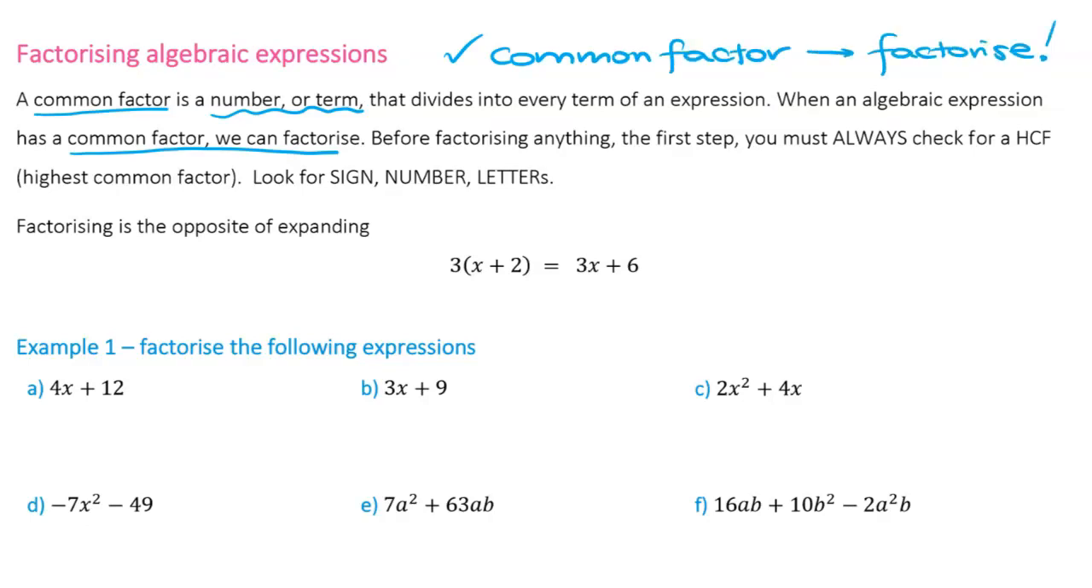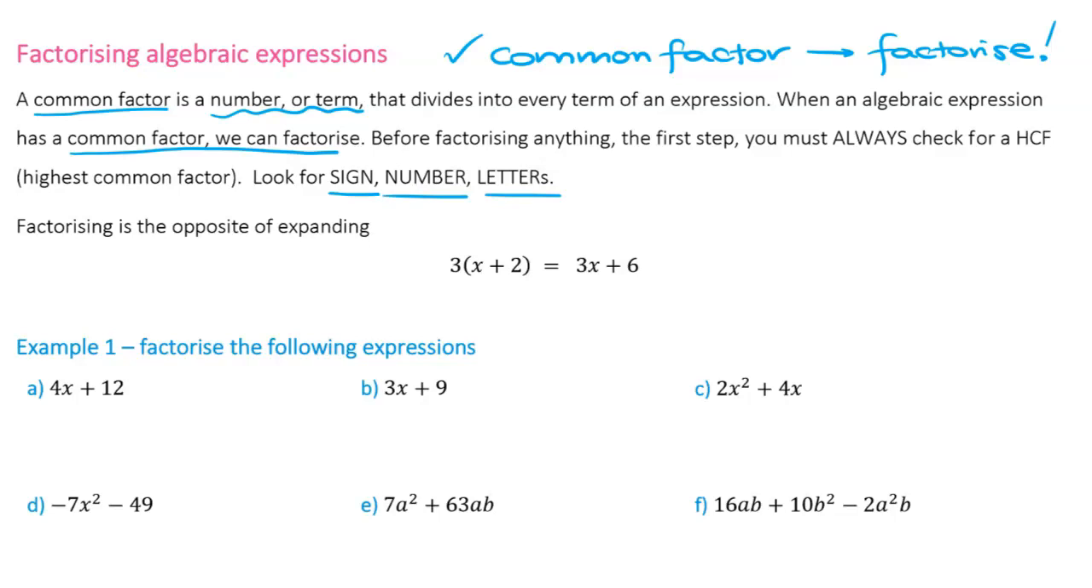Before factorising anything, the first step you must do is always check for a highest common factor. We not only need to look at the sign, but we need to look at the number and the letters. Just to keep in mind, factorising is the opposite of expanding.